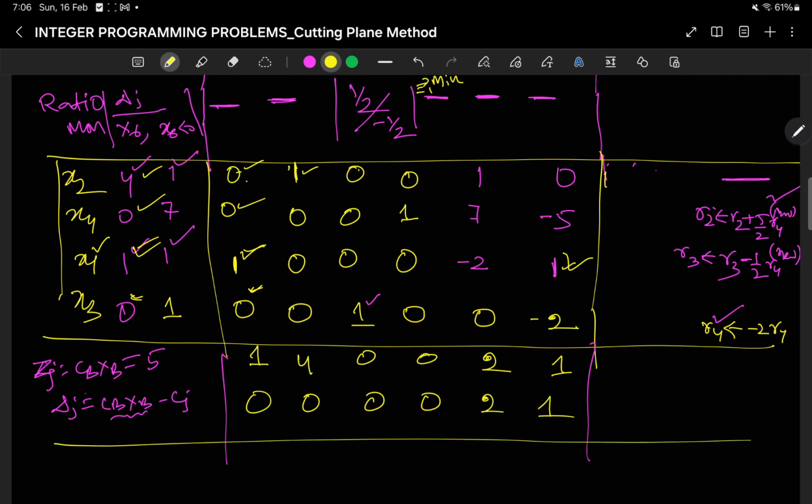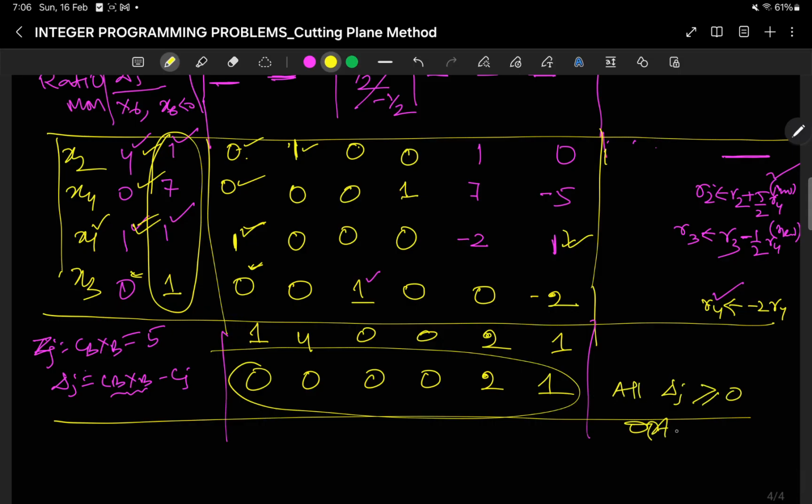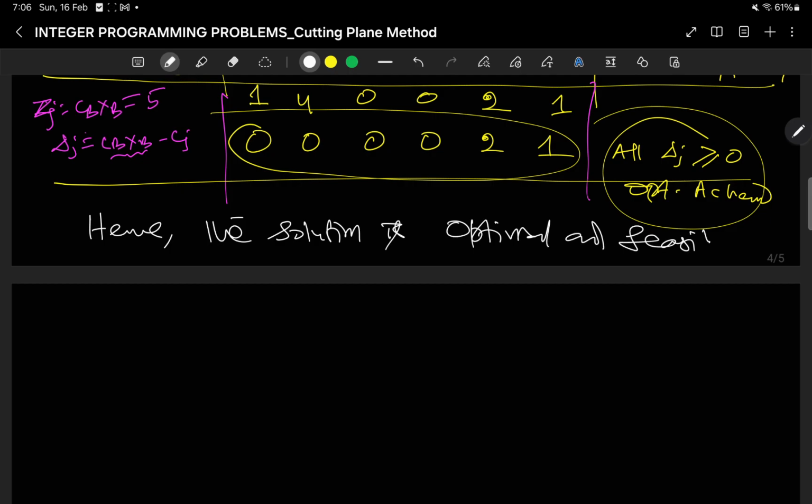What we see, so this feasibility is already restored, right? No need to check it, as all del j here are greater than or equal to 0, so optimality achieved. Okay, so we write the final solution here clearly. Hence the solution is optimal and feasible. It is already there, optimal and feasible.